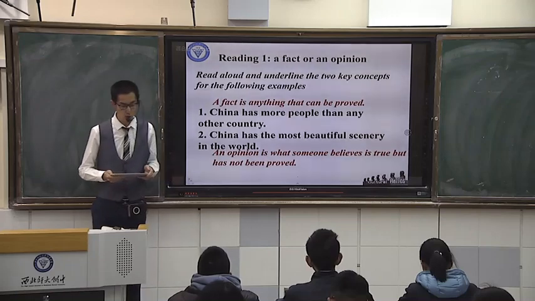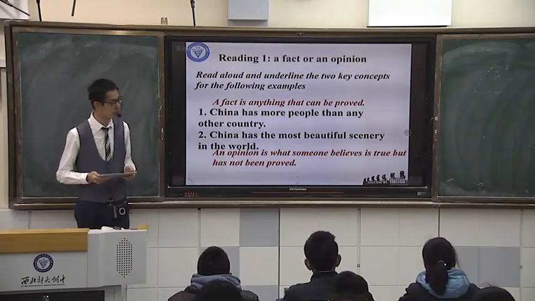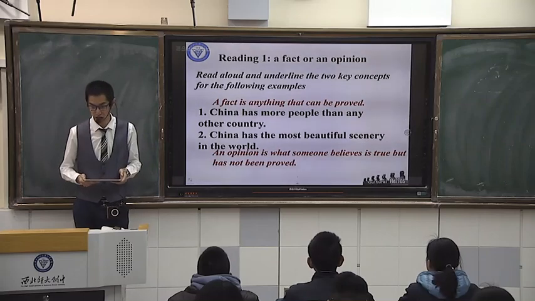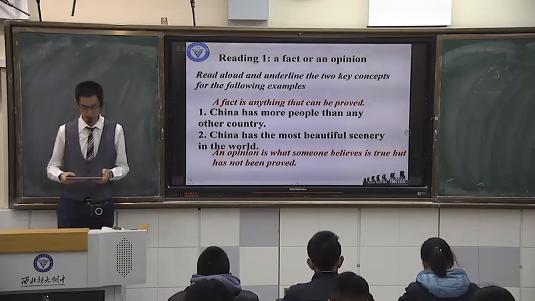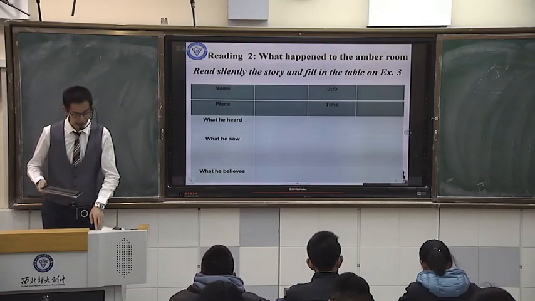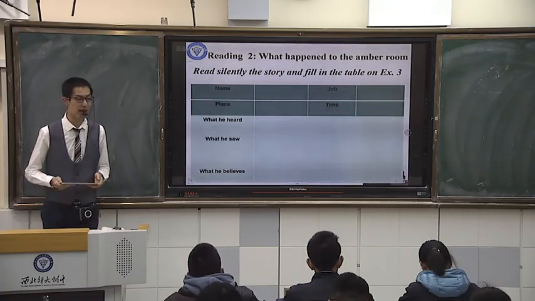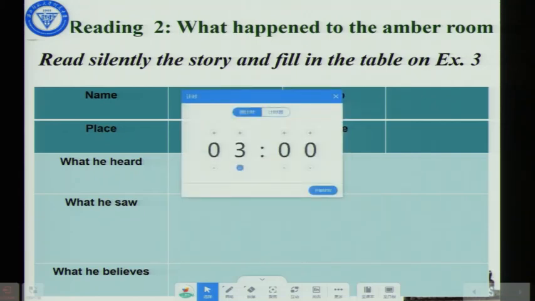Okay, so now we are going to look into another passage on how we are going to use fact and opinion to judge. Now let's read the second passage on exercise 2. This time I want you to read silently. In the meantime, please finish exercise 3, filling the blanks. For this part I will give you 3 minutes. The timer is on the screen. Okay, 3 minutes, start now.